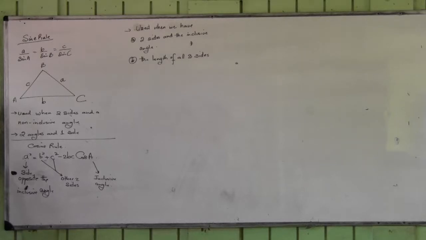When do we use cosine rule? We use cosine rule when we have what? Two sides and the inclusive angle. We also use cosine rule when we know the length of all three sides. Alright, let's see if we can get in an example or two.